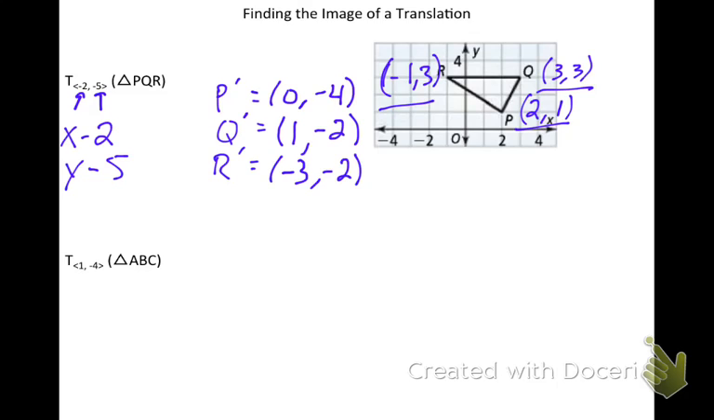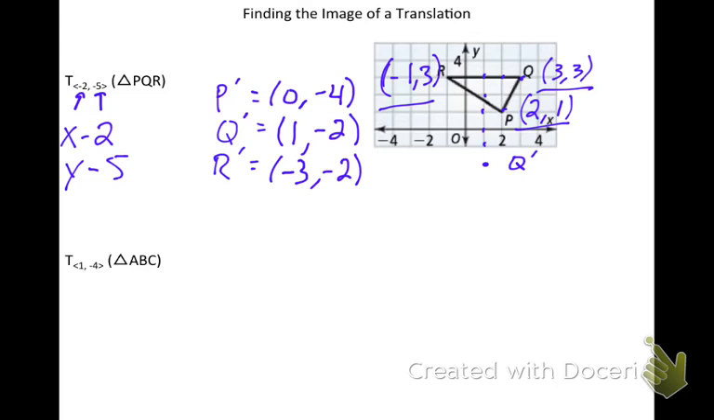Another way I can do this, if I didn't want to do all that calculation, I could just start at one point. So I'm going to start here at Q, and I'm going to go 2 to the left and down 5. 1, 2, 3, 4, 5. That would be my Q prime.